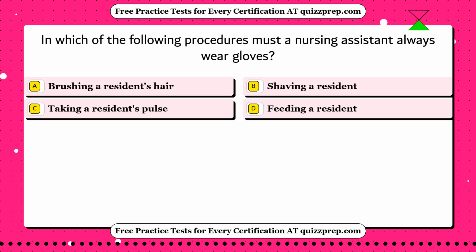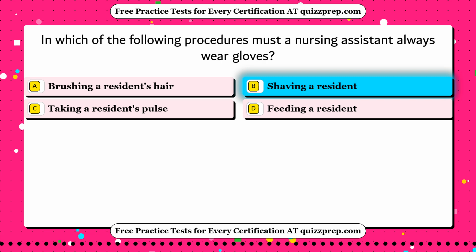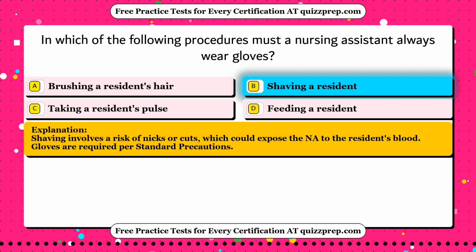Question 70. In which of the following procedures must a nursing assistant always wear gloves? Option A, brushing a resident's hair. Option B, shaving a resident. Option C, taking a resident's pulse. Option D, feeding a resident. The correct answer is option B, shaving a resident. Shaving involves a risk of nicks or cuts, which could expose the nursing assistant to the resident's blood. Gloves are required per standard precautions.